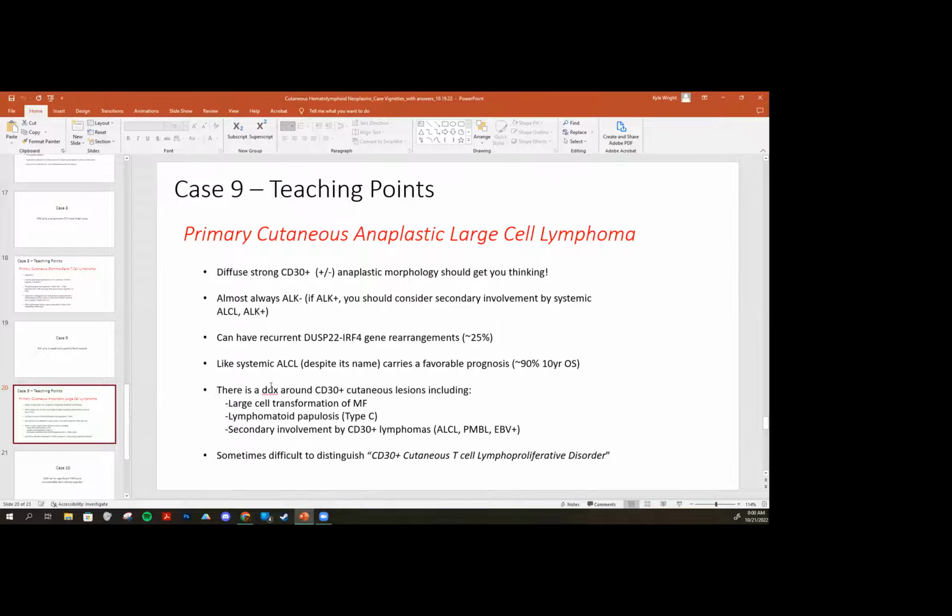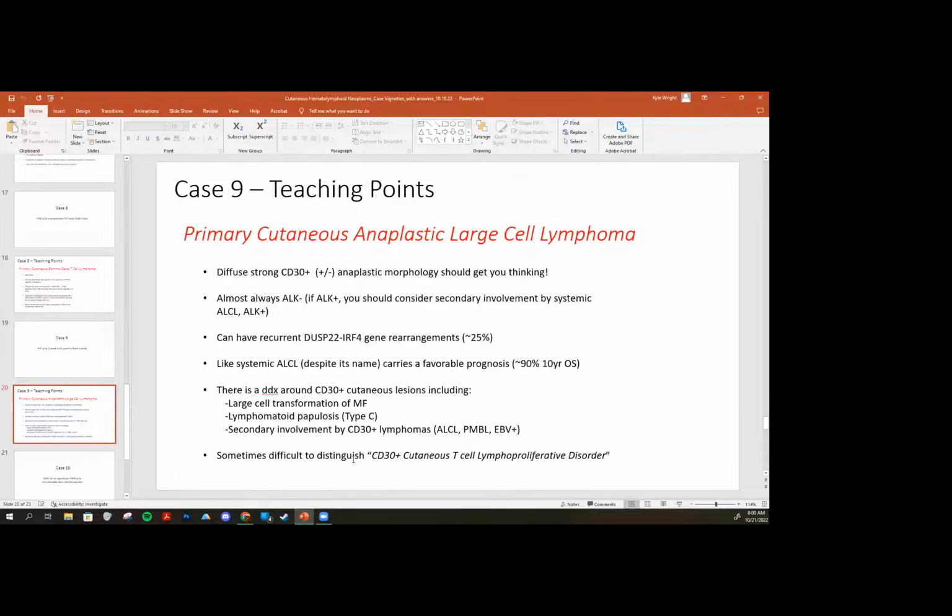You should keep in mind specifically for skin that there is a differential around CD30 positive cutaneous lesions that includes, which we've already talked about, large cell transformation of mycosis fungoides for our first case. Type C lymphomatoid papulosis, the way you distinguish this is actually by strict clinical correlation. By definition, lymphomatoid papulosis lesions come and go, they wax and wane, and are usually responsive to steroids, but they can rarely be clonal, so don't let that fool you. The clinical correlation is really required.